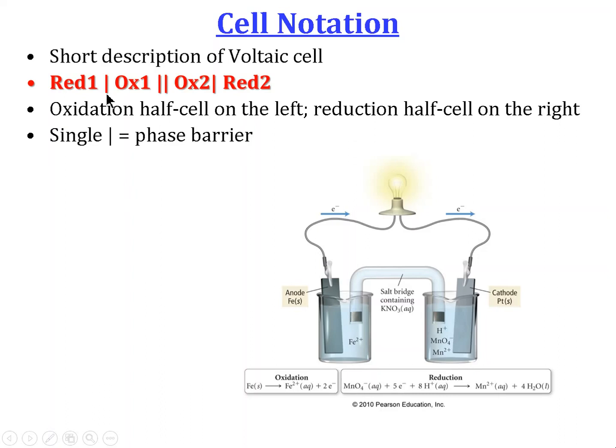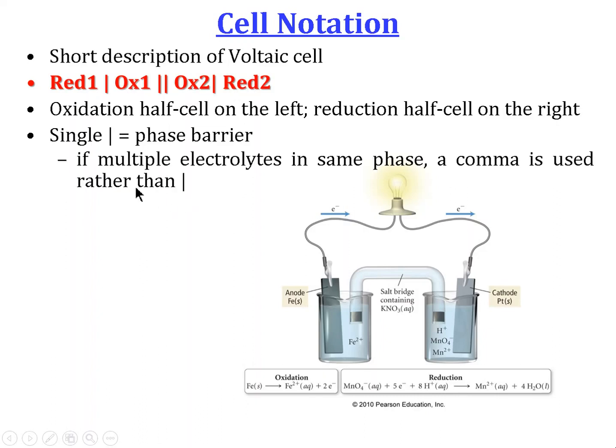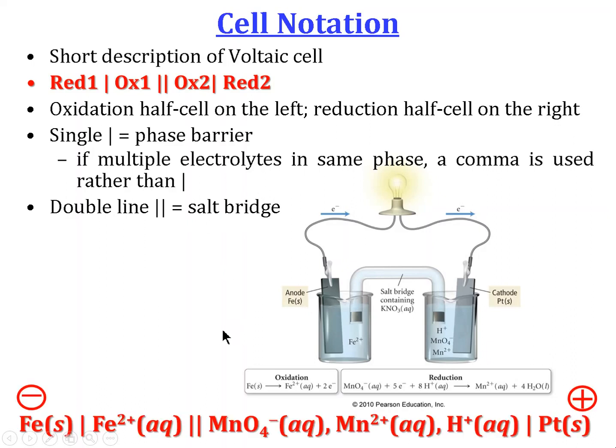A single line is used as a phase barrier between the red 1, ox 1 and ox 2, red 2. If in the solution we have multiple electrolytes in the same phase, we use a comma rather than the single line. Double lines means the salt bridge.